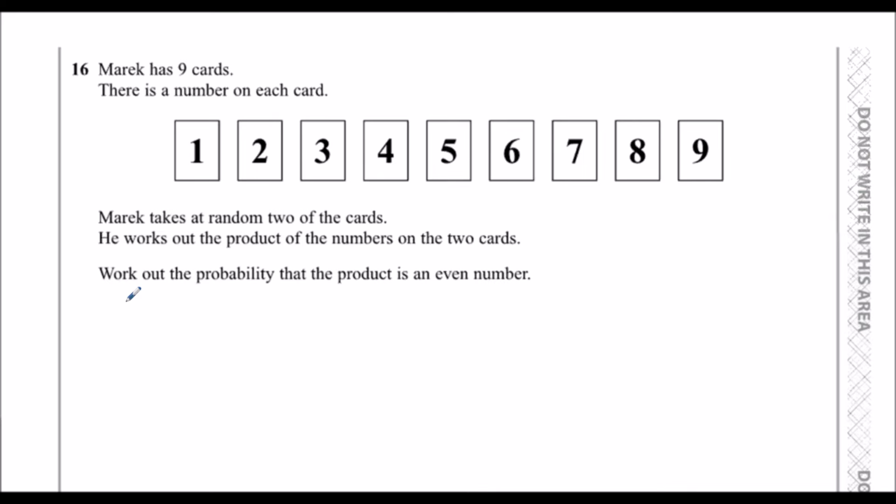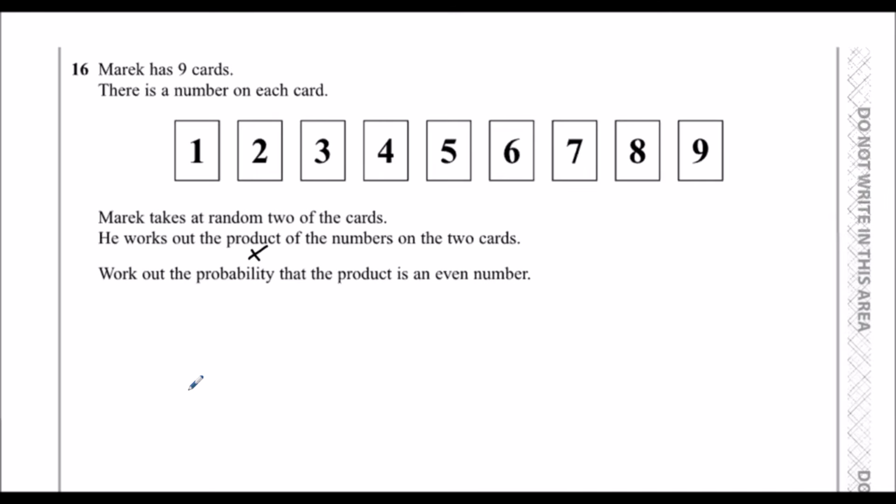Question 16. Marek has 9 cards. There is a number on each card. Marek takes at random 2 of the cards. He works out the product, so timeses them, of the numbers on the 2 cards. Work out the probability the product is even.